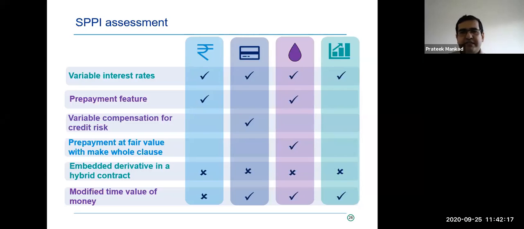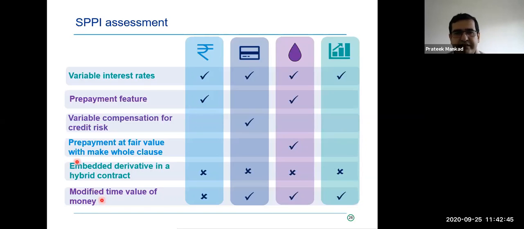I mean, sure, there may be some element of time value of money through coupon, but it is not only principal plus interest. And that's where the word solely becomes important. It has to be only principal and interest. Yes, this S is very critical, sole payment of principal and interest. The moment you see something different, it fails SPPI.